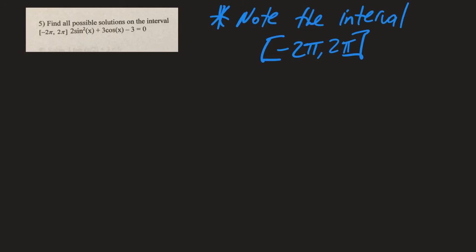All right, moving forward on to number 5. It says find all possible solutions on the interval negative 2 pi to 2 pi. And the problem reads 2 sine squared x plus 3 cosine x minus 3. One kind of interesting thing is actually this interval.